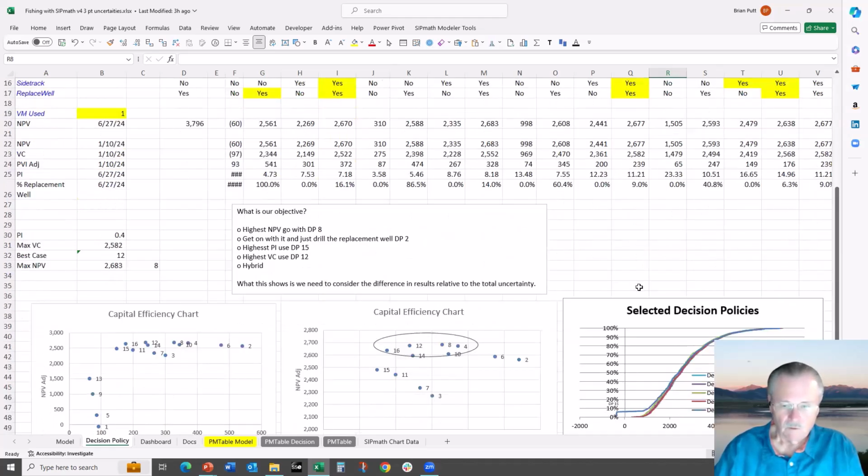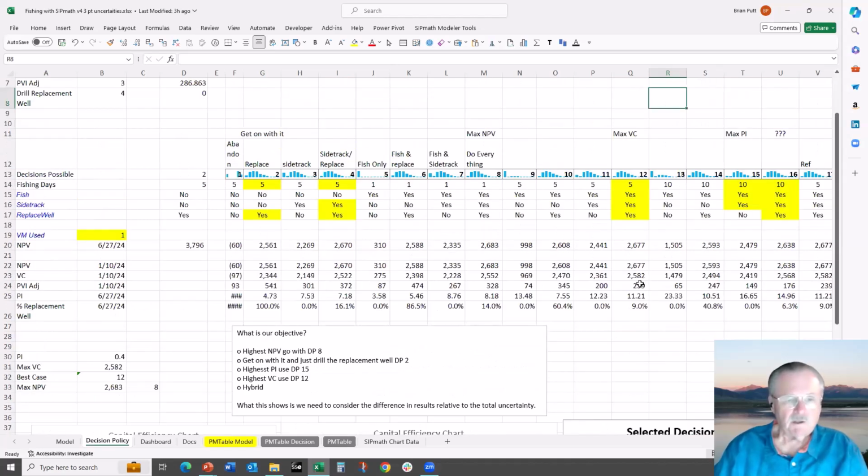So where's 2? Oh, here's 2 way out here. So why should we consider 2? Because there may be different value measures that people have. Like, let's just get on with it. Just go ahead and replace the well. Maybe we have a rig there that can just drill that well. We don't have to involve a lot of manpower in looking at all these sidetracks and the fishing operations, because they may be useful elsewhere in my portfolio. So this really becomes a portfolio problem as well.